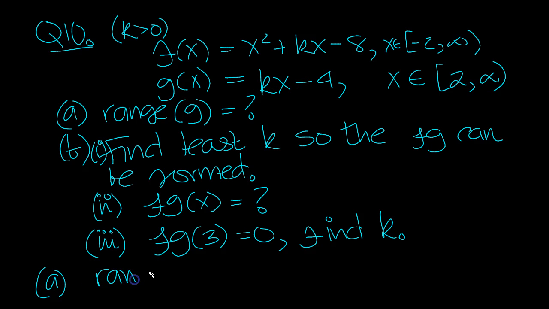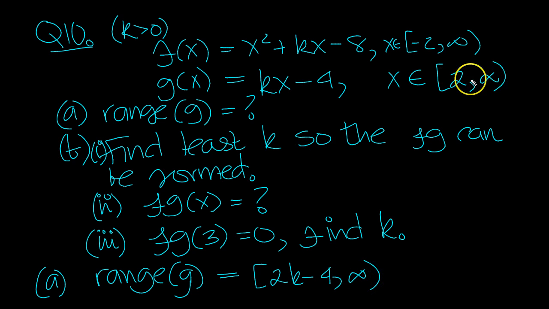So the range of G is equal to, okay, kx minus 4 where x goes from 2 to infinity. K is positive, so there's a straight line increasing. So its biggest value will be infinity, and its least value will be when x is 2, so it's 2k minus 4. It includes 2, so it will include 2k minus 4. But then the straight line will just increase without end, won't it? Because it's a positive gradient. So that's the range of G.